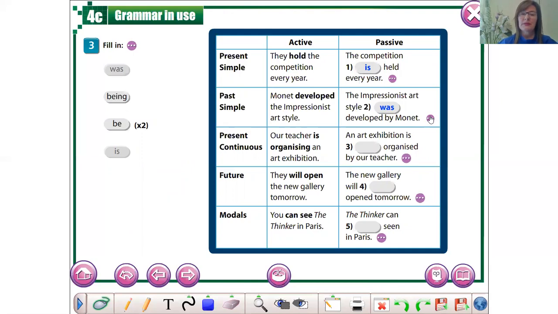Present continuous. Our teacher is organizing an art exhibition. An art exhibition is being organized by our teacher. Future. They will open the new gallery tomorrow. The new gallery will be opened tomorrow. Models. We can see the thinker in Paris. The thinker can be seen in Paris.